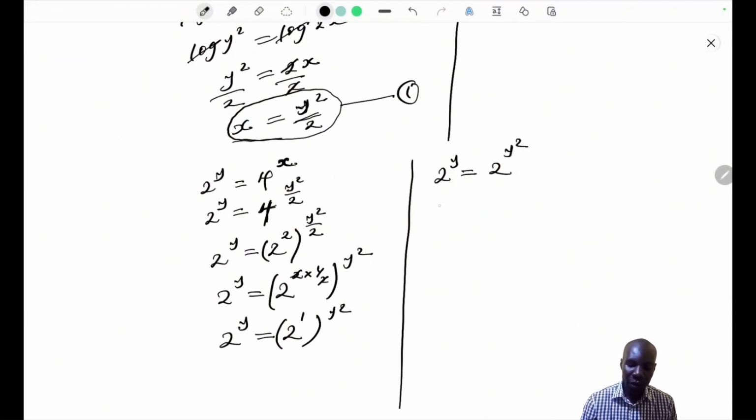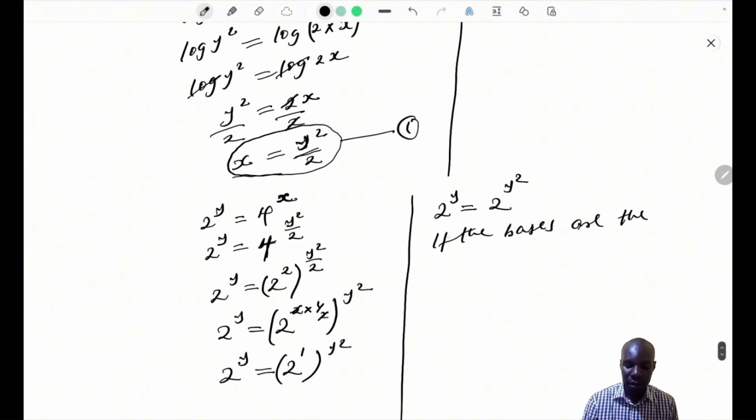So if the bases are the same, you equate the powers.